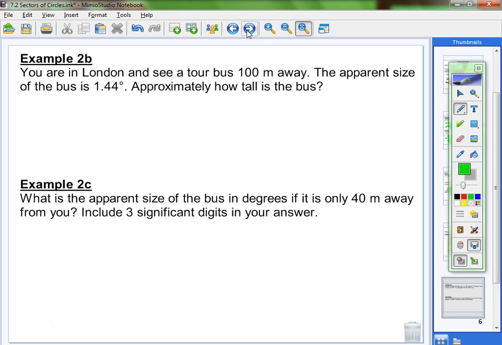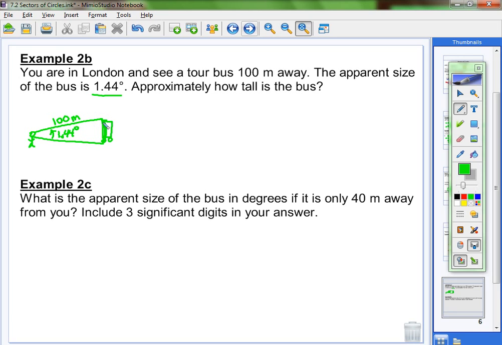So if we have our bus, and we have us over here, and you're looking at the top and the bottom of the bus, and that angle, we're told, is 1.44 degrees because the apparent size, remember, is the angle formed by the top and the bottom of the object. We're also told that it's 100 meters away, which is approximately the radius. And we want to know how tall is the bus. So again, we're looking for this right here, the arc length.